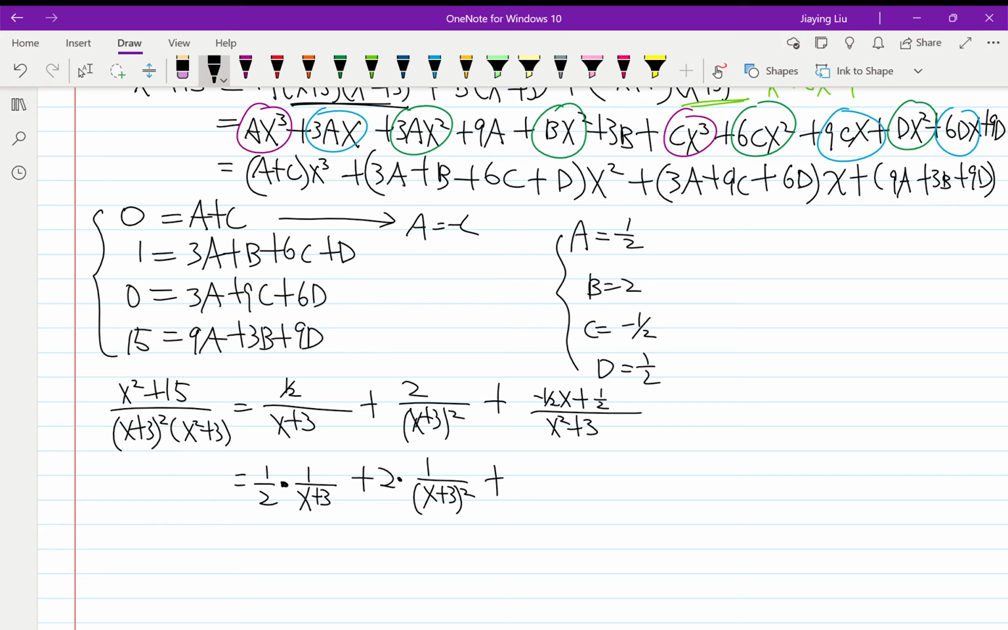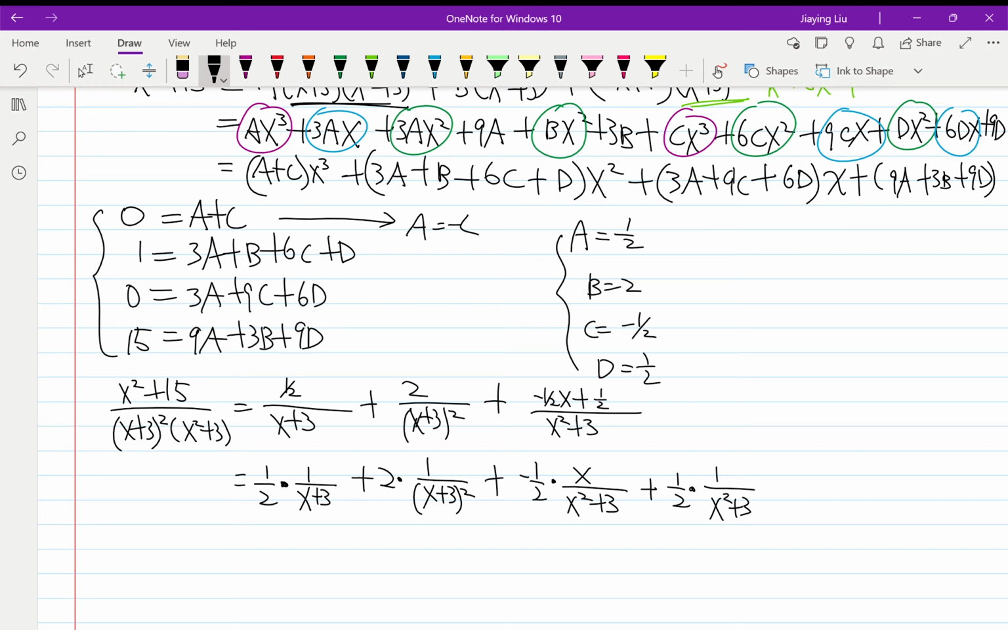In fact, if we do end up with this, when we use the Laplace Transform, we do have to split this into 2 fractions. So we can write it as negative 1/2 times x over x squared plus 3 plus positive 1/2 times 1 over x squared plus 3. So I prefer to write either like this or this way.